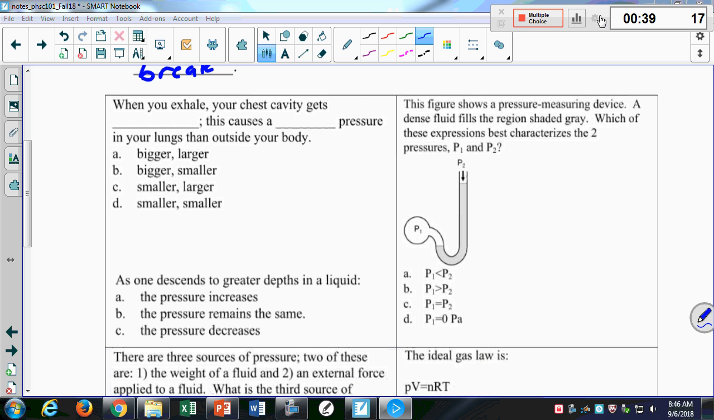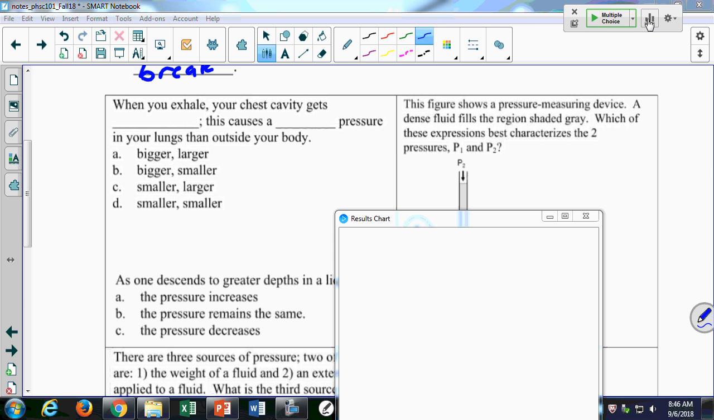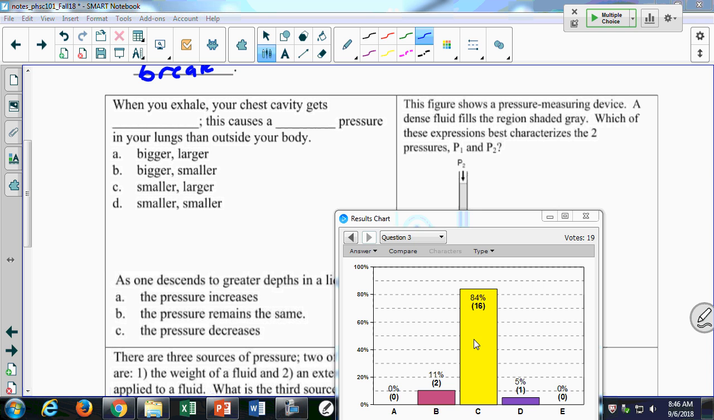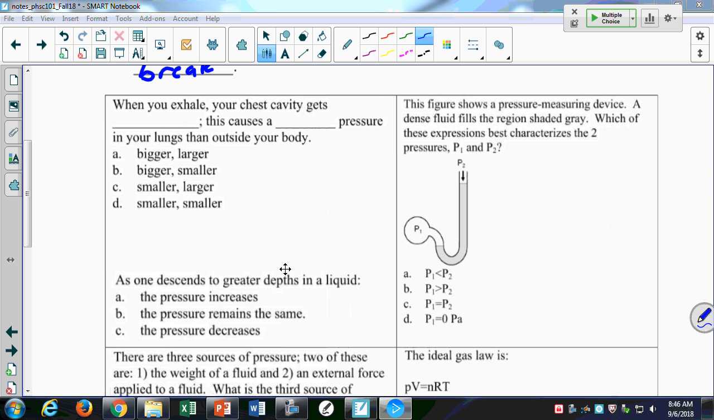All right, let's stop at 45, and then you can go to the one just below there. Okay, C is right. Your chest cavity gets smaller, and so the pressure goes up. Remember PV. If one goes up, the other goes down. So C is right. As one descends to greater depths in a liquid, what happens to the pressure? Does the pressure remain the same? Increase, decrease, what?